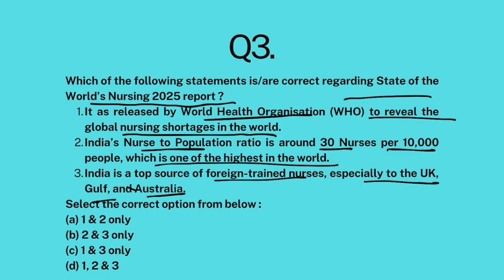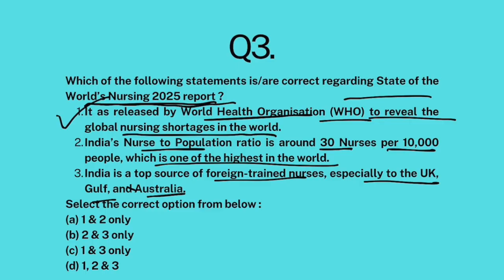So the World Health Organization every year releases the State of the World's Nursing report. This basically reveals the situation with respect to nurses in the world, nursing staff shortages, availability of nurses and all that, because nurses are caregivers, which is very important for healthcare delivery. So the first statement is absolutely correct.